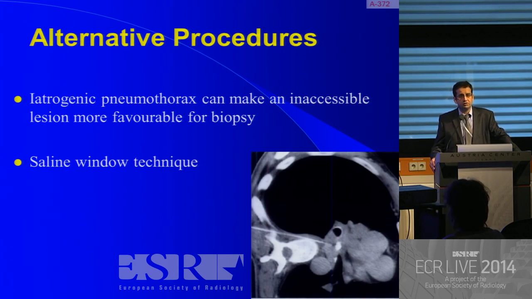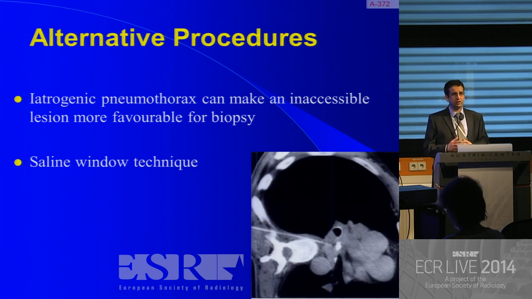Sometimes the route to the lesion can be difficult, and there are other techniques that are available, such as iatrogenic pneumothorax creation or saline window techniques to help open the window, particularly for posterior mediastinal lesions.